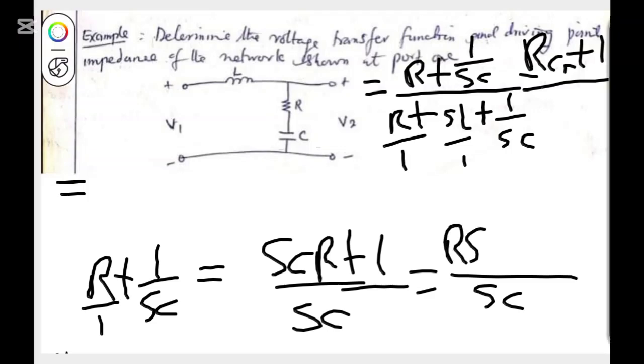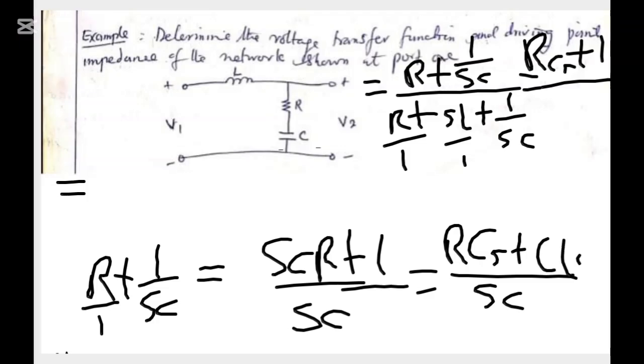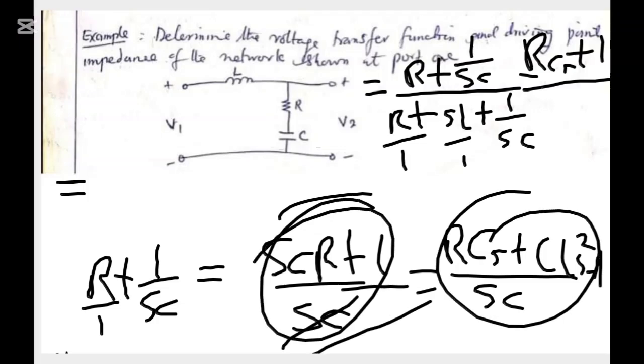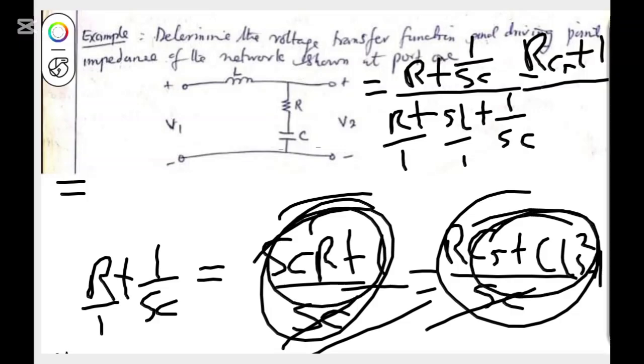I'll have RCS plus, adding this and multiplying by this, I'll have CLS squared plus 1. So the next thing I'm going to do, if I divide this by this, at the end this will go with this. I will be left with only this numerator and this numerator. I hope you get it.